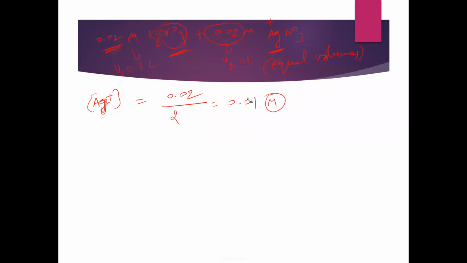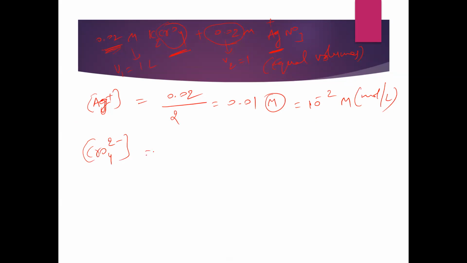0.01 molar is the final concentration of Ag+ in this solution. In the mixture of these two solutions, we got 0.01, which is equal to 10^-2 molar. Molar means moles per liter. Similarly, what is the CrO4^2- concentration?